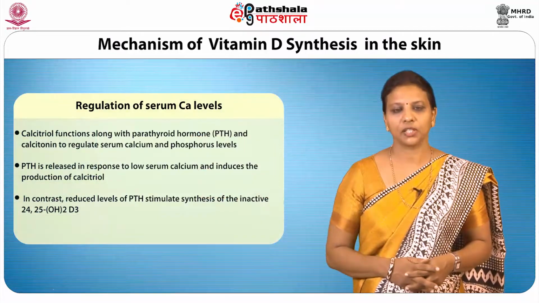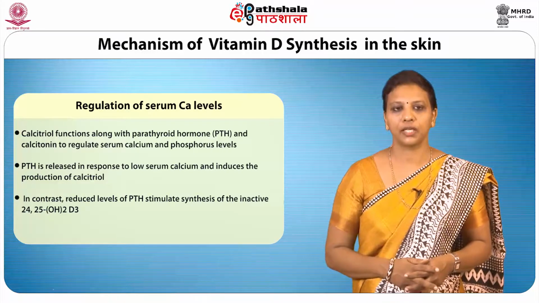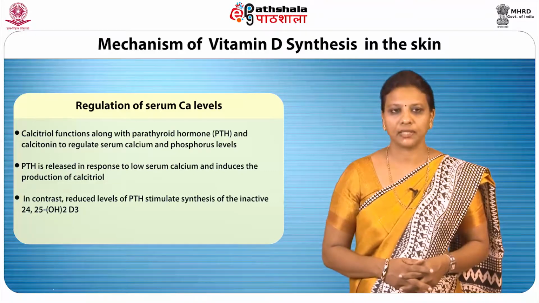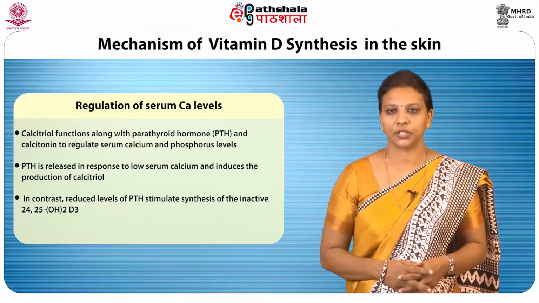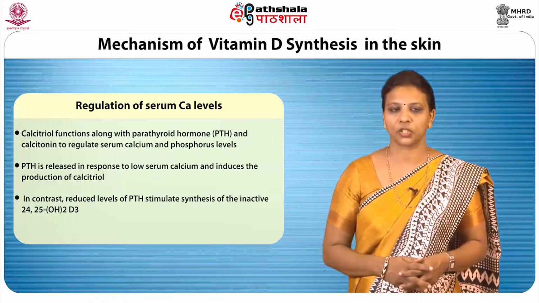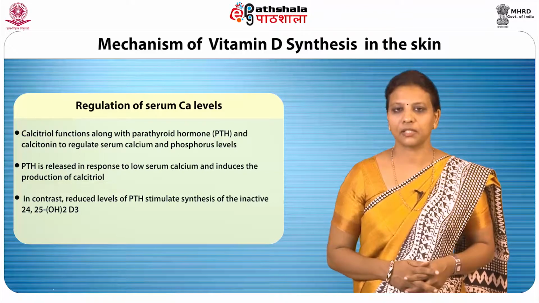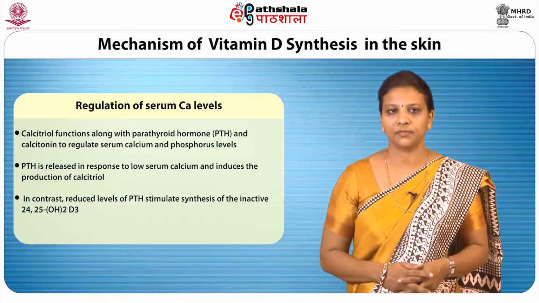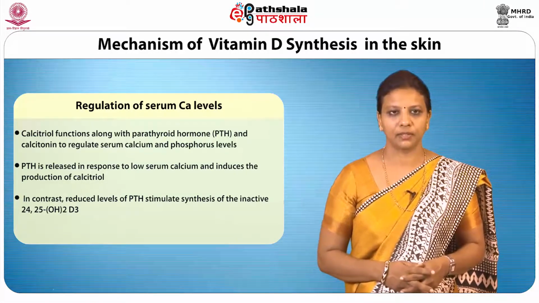Calcitriol functions along with parathyroid hormone and calcitonin to regulate serum calcium and phosphorus levels. Parathyroid hormone is released in response to low serum calcium and induces the production of calcitriol. In contrast, reduced levels of parathyroid hormone stimulate synthesis of the inactive 24,25-dihydroxy D3.